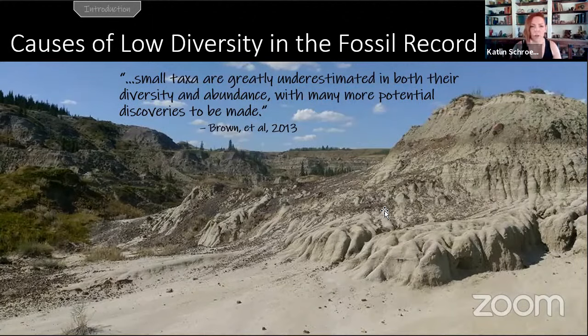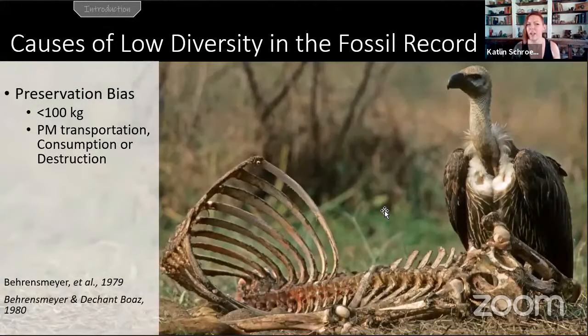So Caleb Brown et al. did a really fantastic job showing that, in fact, small dinosaur taxa, particularly those below about 60 kilograms, are really underrepresented in the fossil record. They're kind of missing. And he and his co-authors emphasized that taking into account things like collection bias and preservation bias is really, really important when we're looking at dinosaur diversity. So let's back up a little bit more and look at what exactly those things are.